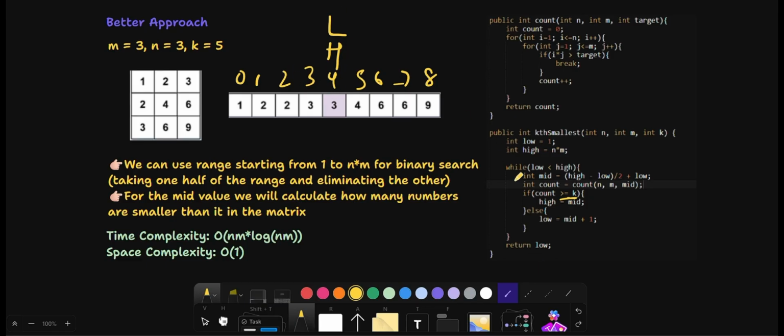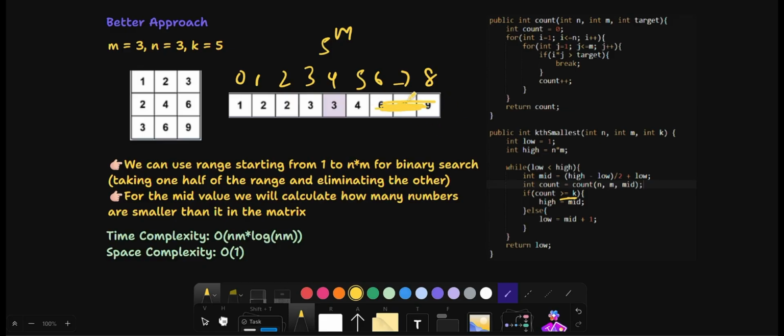In this manner, binary search is very helpful because instead of creating an array which will take n into m memory space, we are using big O of one memory space, as well as decreasing the time complexity for finding the mth value. Because if we are finding the fifth smallest element, why would we search after 5? Because those are the sixth, seventh, and eighth elements. Do we need that? No, we don't need that. So we can directly eliminate this sub part of the problem.